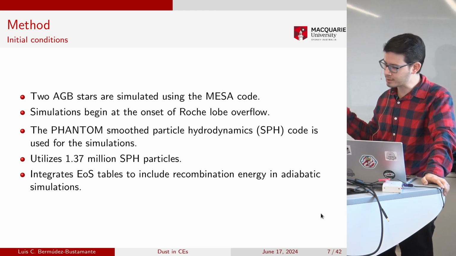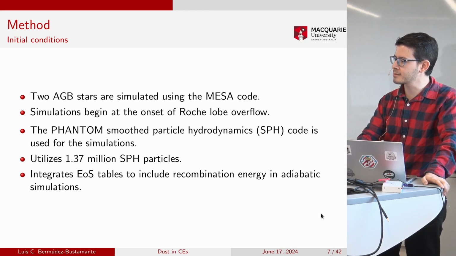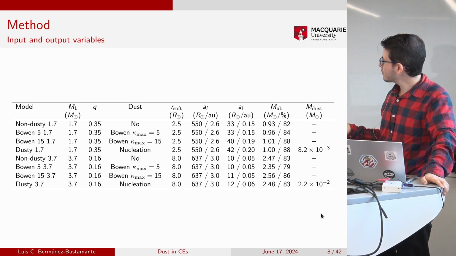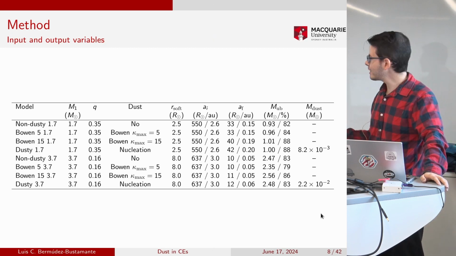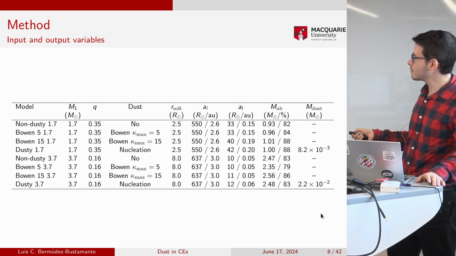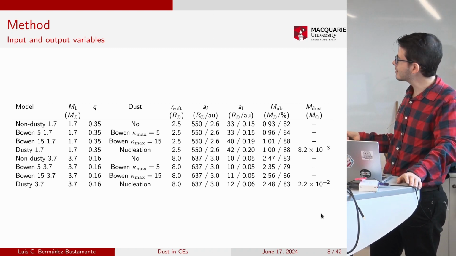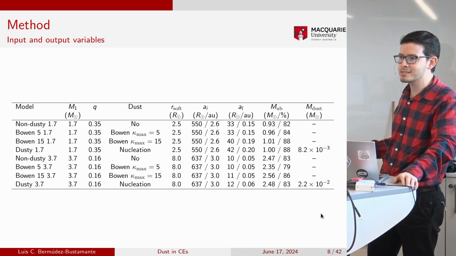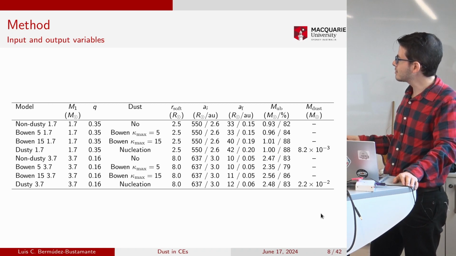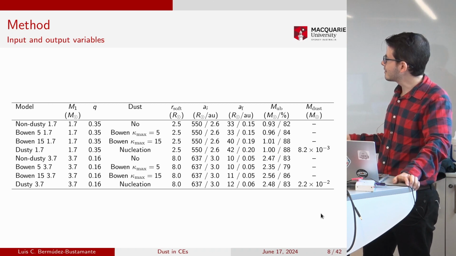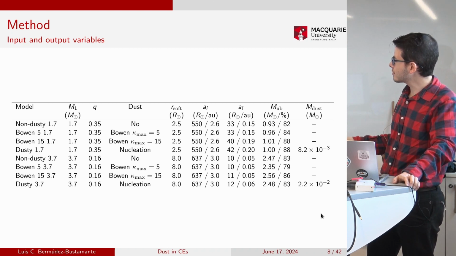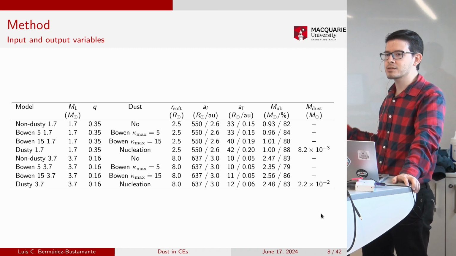So that will be important later in this talk. Okay, in this table, I show you some parameters of the models, and basically we have two models. One in which the AGB star has a mass of 1.7 solar masses. The other has 3.7 solar masses. That's basically it. The difference in all these other models is how we take into account dust.